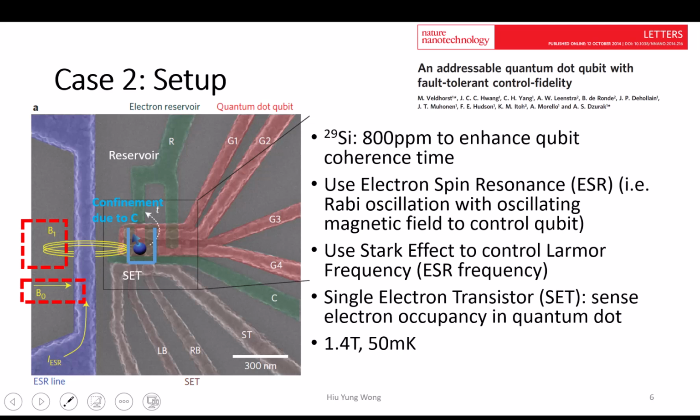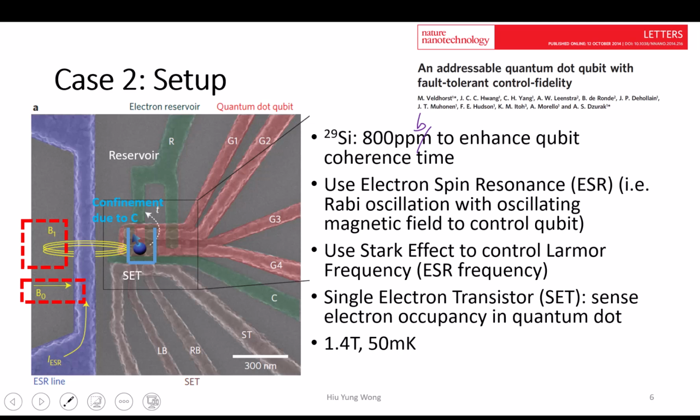Is it ppm? I don't know if I have a typo. I thought it's ppb. Probably it's ppb. You guys try to check it. 800 parts per billion of silicon 29. Silicon 29 has an odd number of neutrons, so the nucleus has spin, right? And then it's going to reduce the spin lifetime of the electron, right? So they use this to enhance the coherence time.